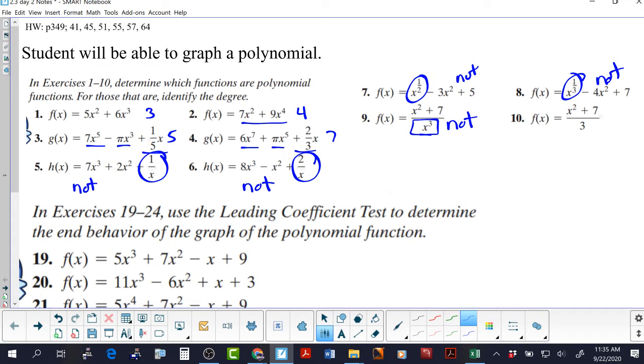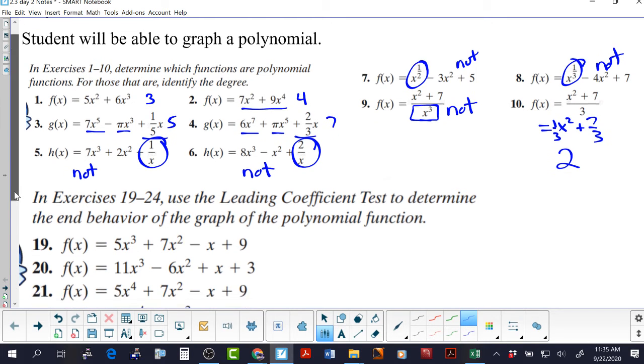Not a polynomial. This one's fine actually because there is a denominator, but it's not a variable. So we have 1/3 x squared plus 7/3. That's a parabola. The degree or the highest power is 2.